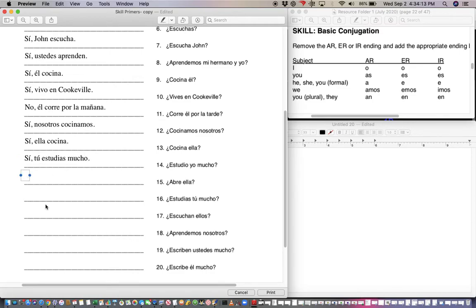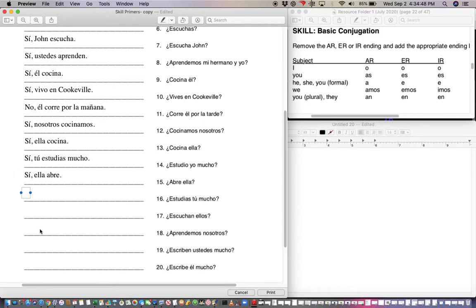Number 15. This one says, does she open? As if she's working at a job. Does she go in early and open up the store? So abre is to open, or abrir is to open. It's an IR verb. They took off the IR, they added an E, put in ella with it. So does she open? I'm going to say yes, she opens. Abrir, take off the IR. IR ending for she is e. See, ella abre. Yes, she opens.